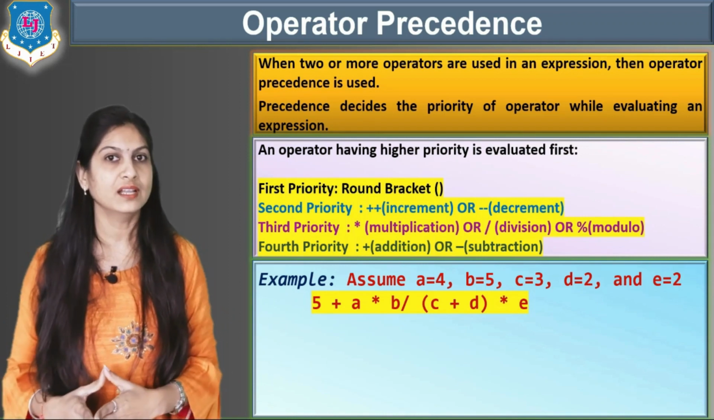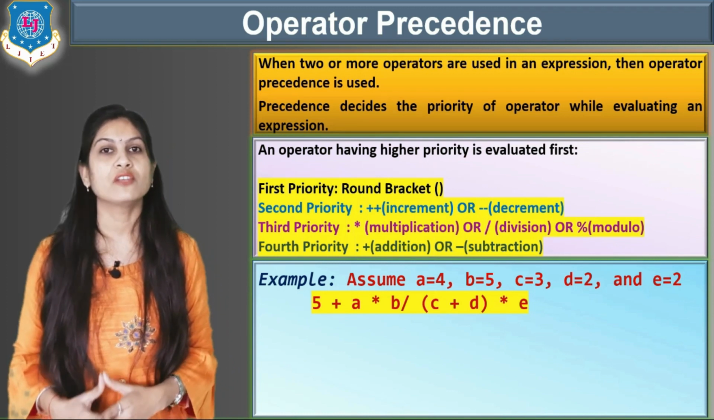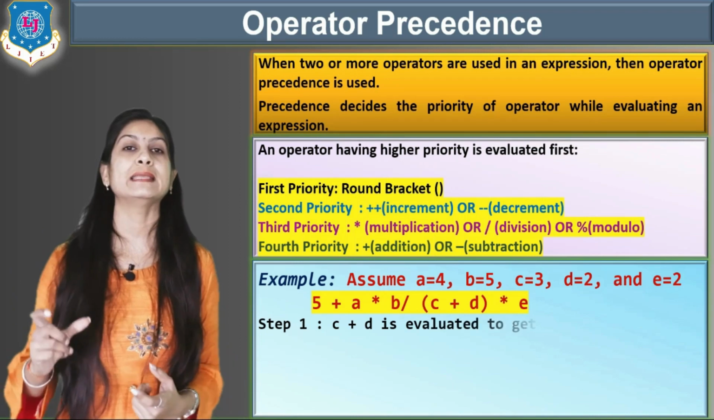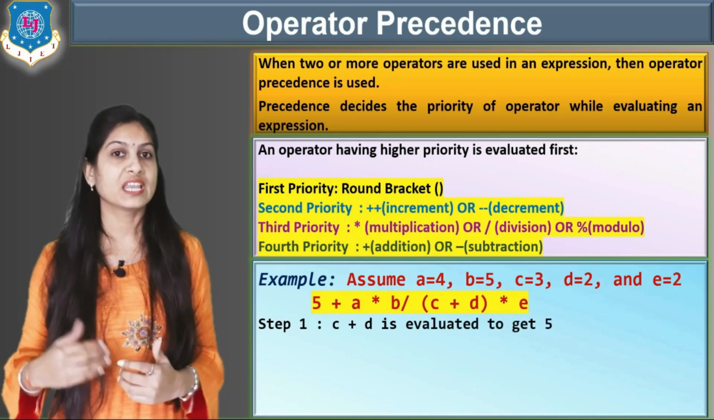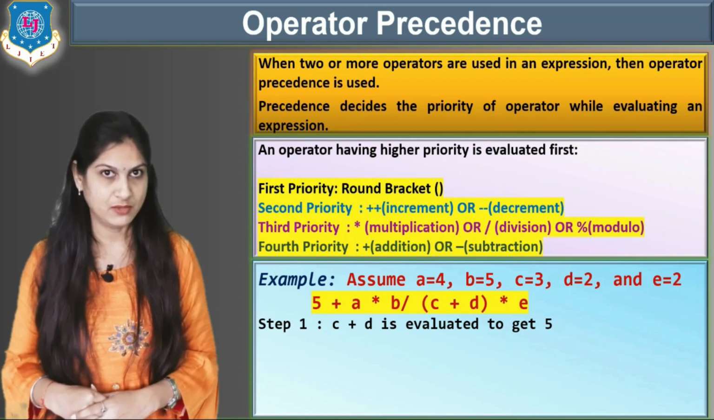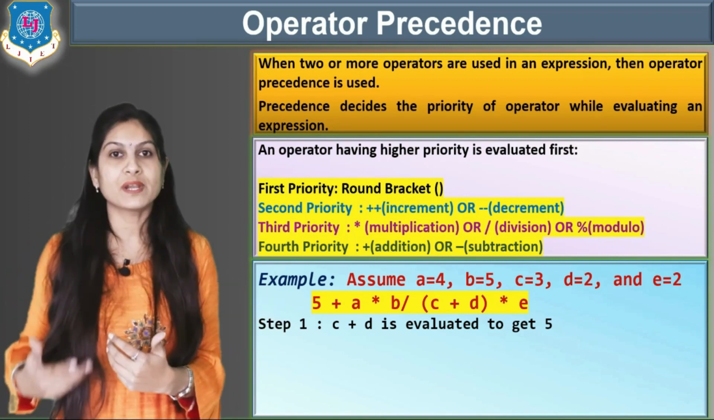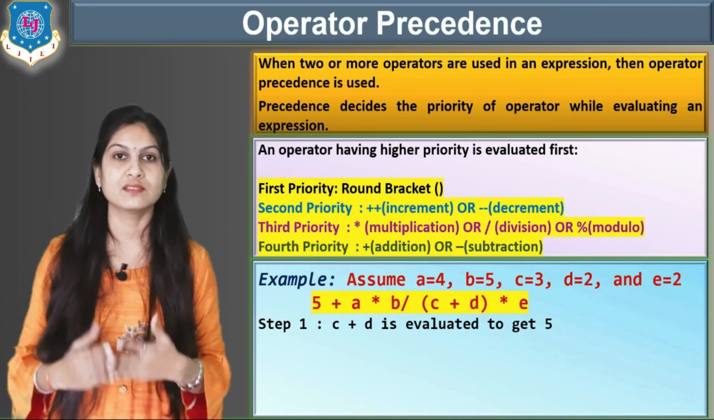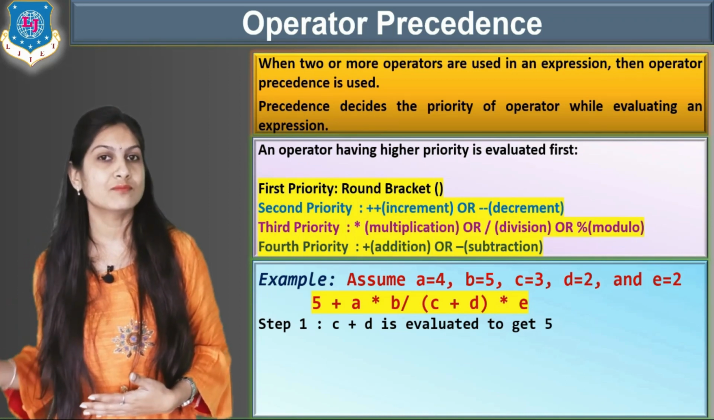First you have to check the precedence, that is priority, and obviously the first priority is for the round bracket. So you have to solve c plus d first, and the value of c is 3 and d is 2. So 3 plus 2, the answer is 5. So our first step is completed. Now move to the second priority, and here there is no use of any plus plus or minus minus. So directly move to the next one, that is multiplication, division and modulo.